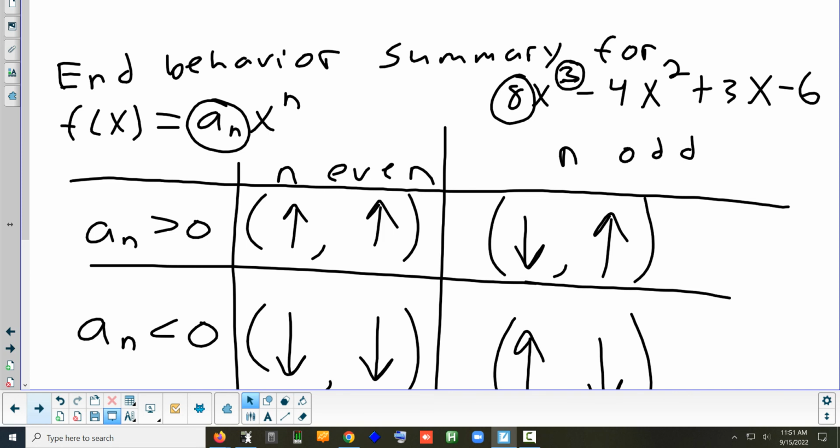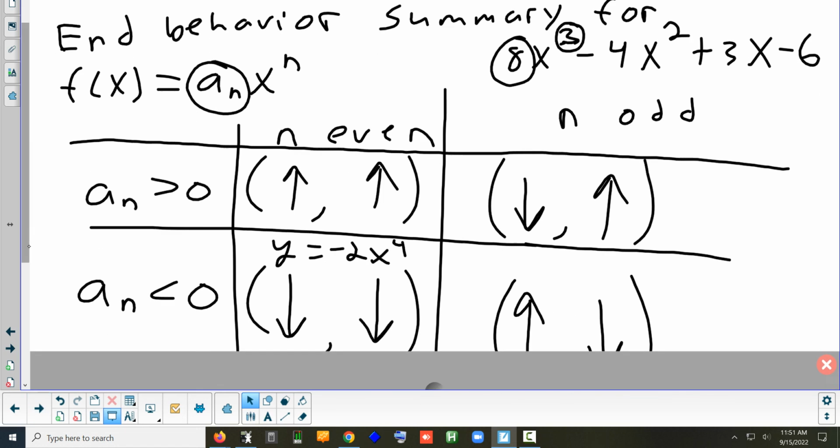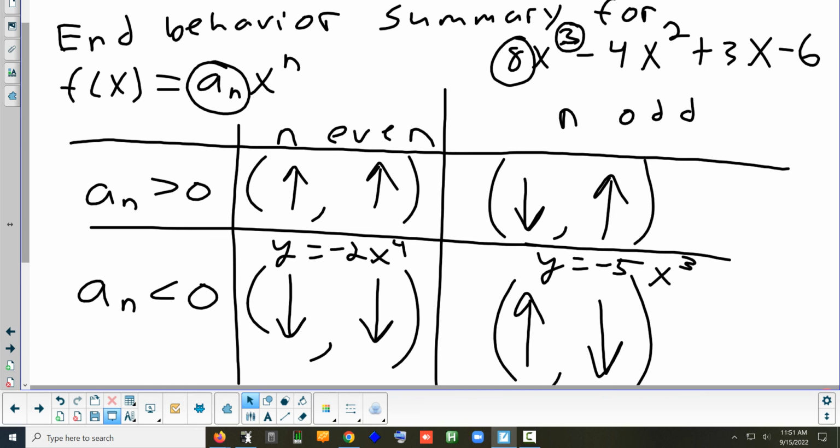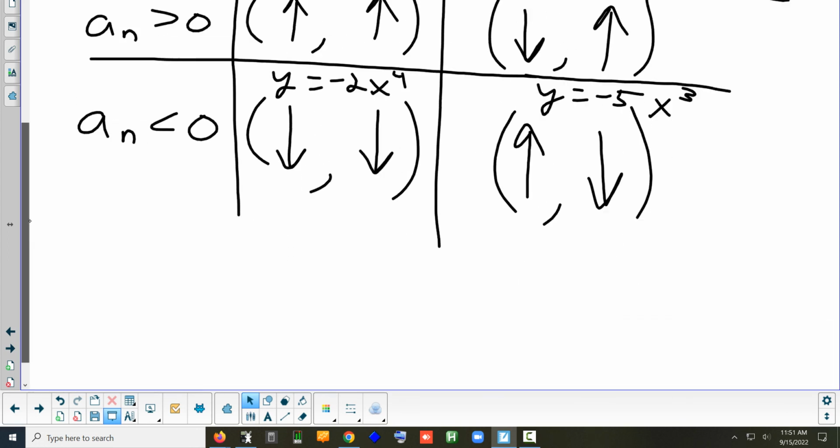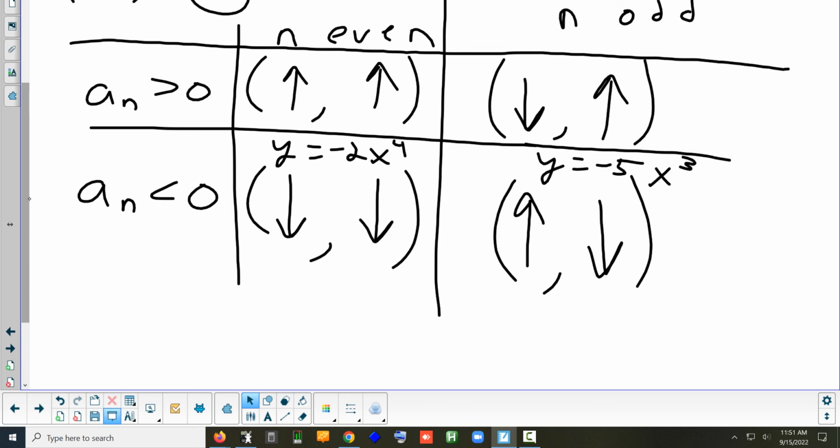If the number in front is a negative, and your exponent is even, like y equals negative 2x to the 4th, that would be down, down on the end behavior. If the number in front is negative, and the exponent is an odd, negative 5x cubed, that would be up on the left, down on the right. So that chart summarizes end behavior for polynomials.